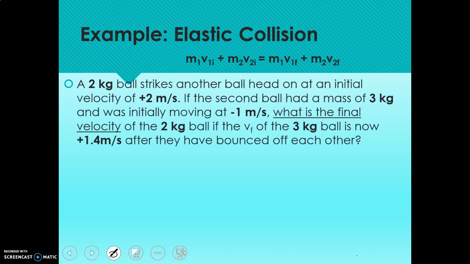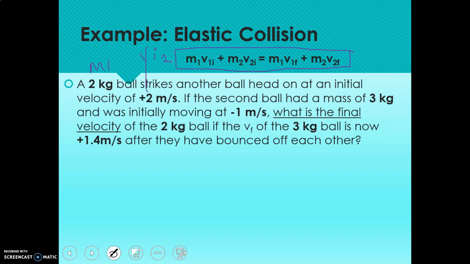All right, let's go ahead and solve for one example. So for this elastic collision, again, your equation that we're going to be using is written right here. All right, so a 2-kilogram ball strikes another ball. Okay, so already I'm going to go ahead and label this as mass 1. I know that this is the first object that I have, and it's the mass. So this 2-kilogram ball strikes another ball head on at an initial velocity of positive 2 meters per second. So this is going to be the VI of object 1. So you can do V1I, VI1, it doesn't matter to me. And it is positive because the object is moving to the right.